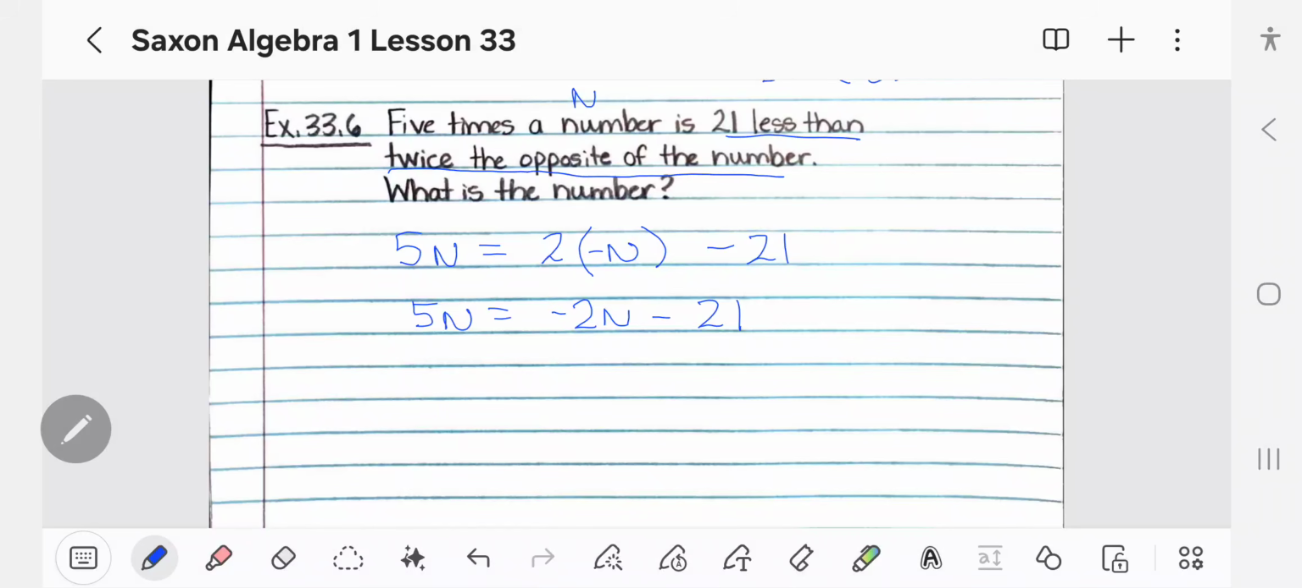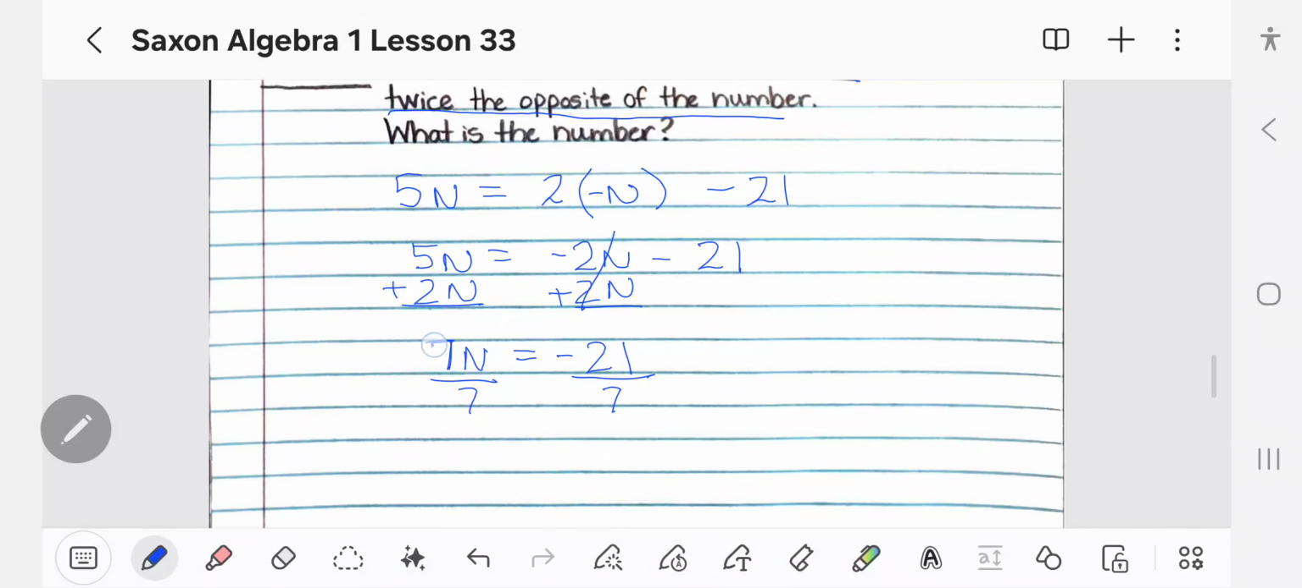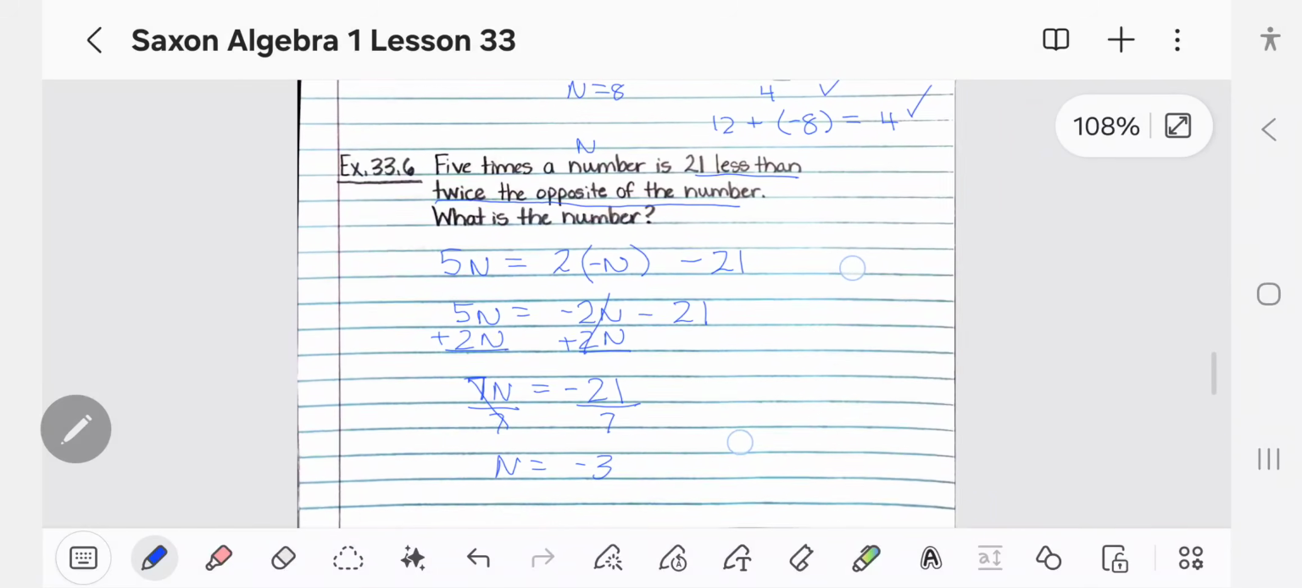All right, now I have variables on both sides. I could subtract 5n from both sides or add 2n to both sides. I believe I'm going to add 2n to both sides. And I get 7n is equal to negative 21. They're multiplying the variable by 7, so let's divide the variable by 7. n is equal to negative 3.